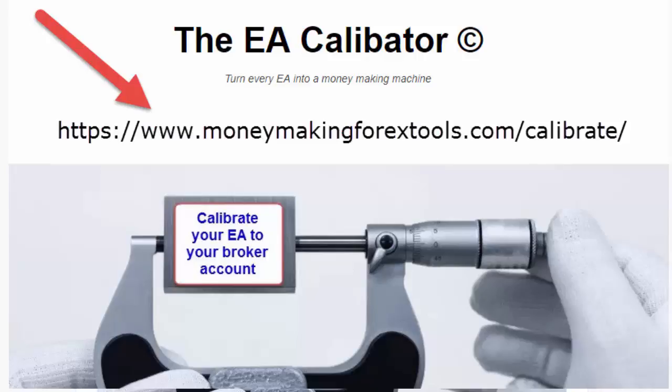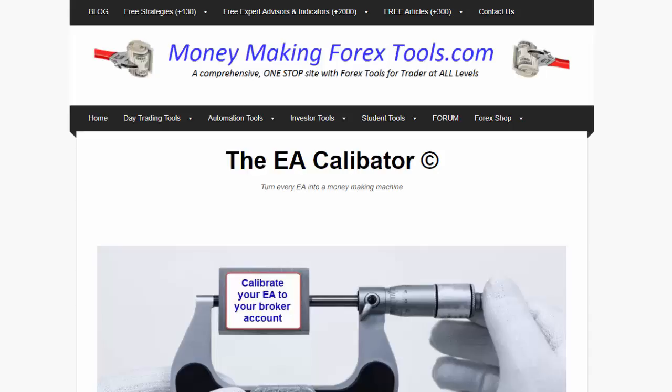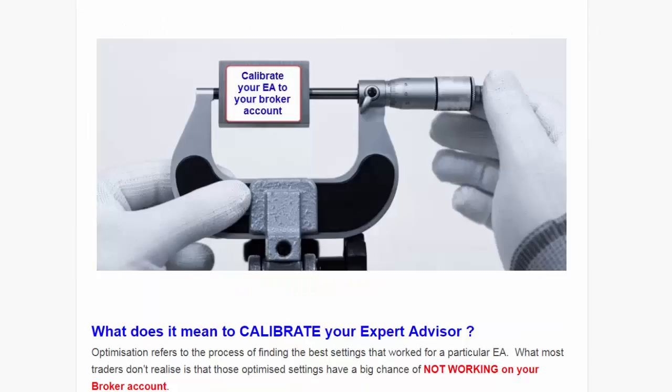Hi everybody, Alex Deployer from Expert Forex, and today I want to review the EA Calibrator, one of our newest tools that we've brought to the market to help EA traders trade more efficiently. So what does this EA Calibrator do?